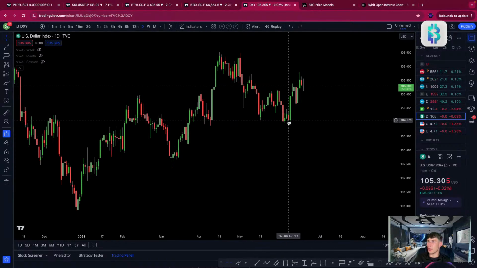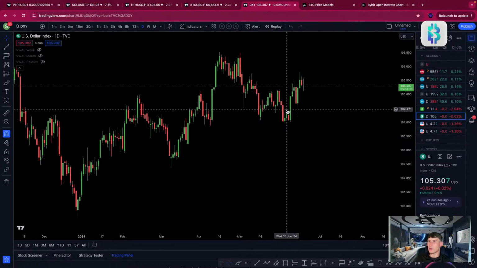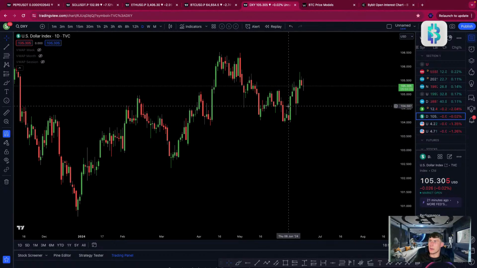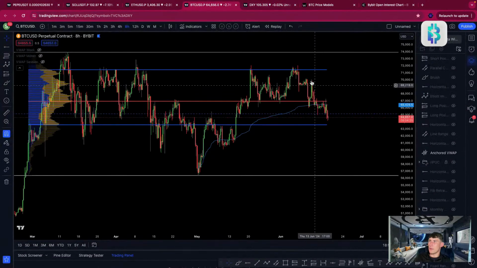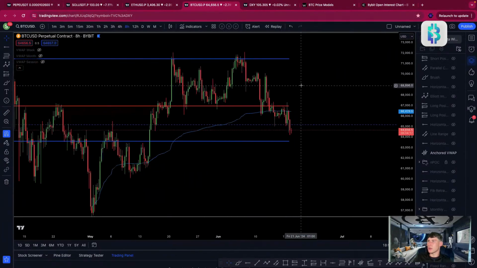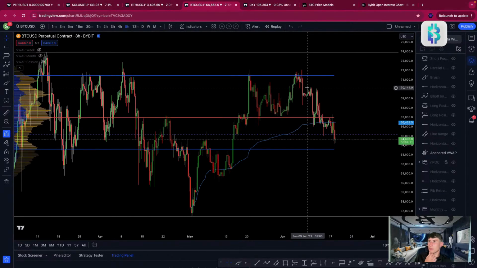The DXY isn't really doing much, it's just consolidating here, isn't it? But ultimately, the DXY has been rising over the past couple weeks. And of course, when the DXY rises, we do tend to see Bitcoin pull back. So nothing out of the ordinary there, to be honest.